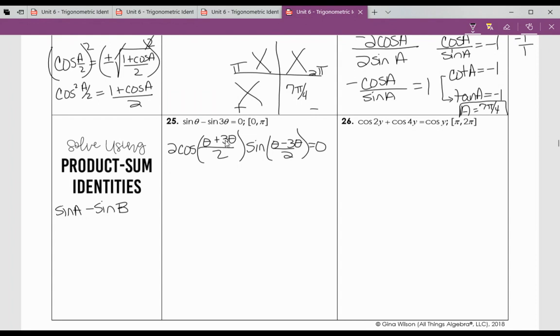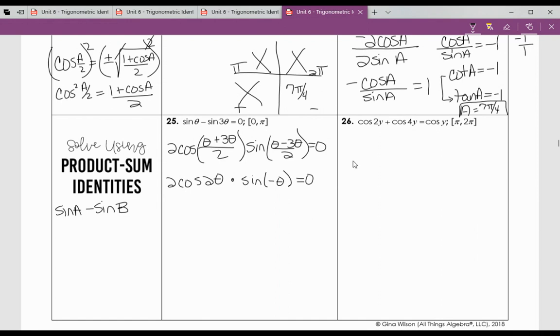So 1 plus 3 is 4. 4 divided by 2 is 2. So 2 cosine 2 theta. That's going to be 1 minus 3 is negative 2. Negative 2 divided by 2. That's going to be sine of negative theta.